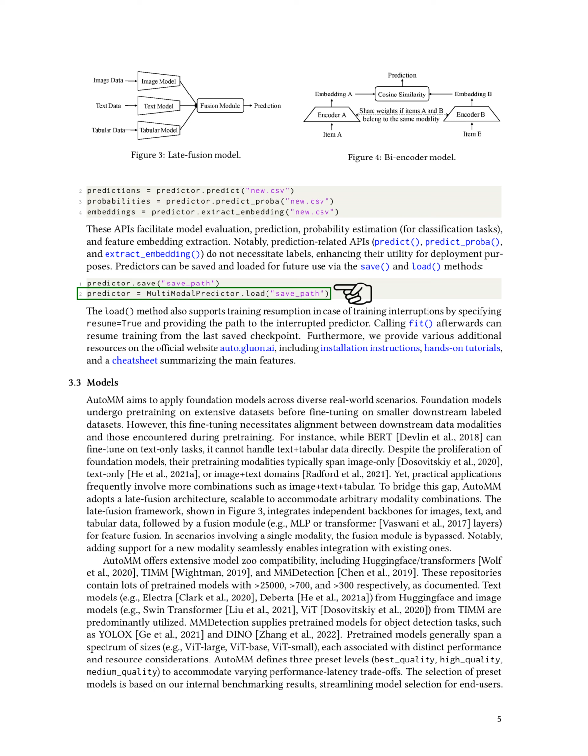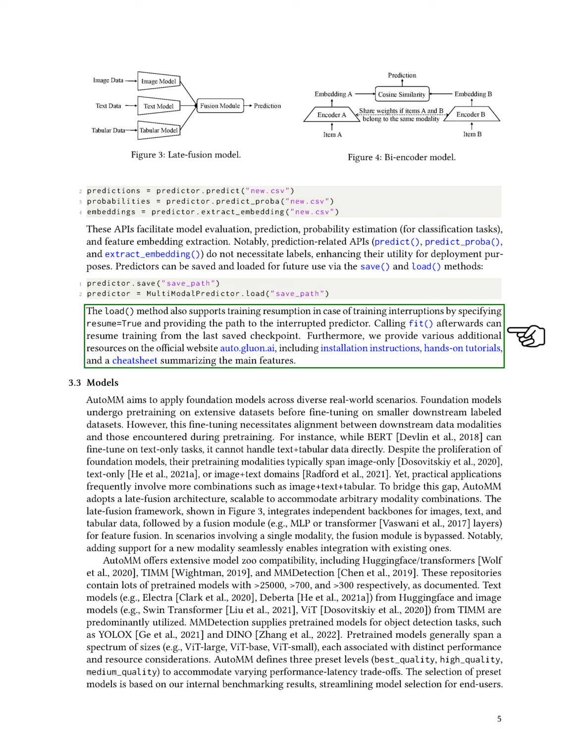After training, users can utilize various APIs for evaluation or inference, including model evaluation, prediction, probability estimation for classification tasks, and feature embedding extraction. Prediction-related APIs do not require labels, enhancing their deployment utility. Models can be saved and loaded for future use, with support for training resumption in case of interruptions. Additional resources like installation instructions, tutorials, and a cheat sheet summarizing key features are available on the official website.